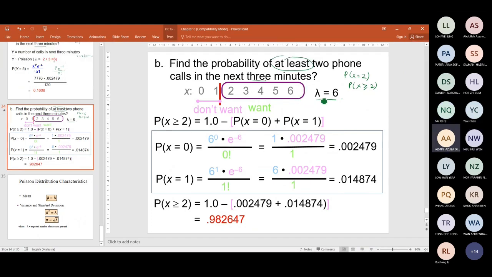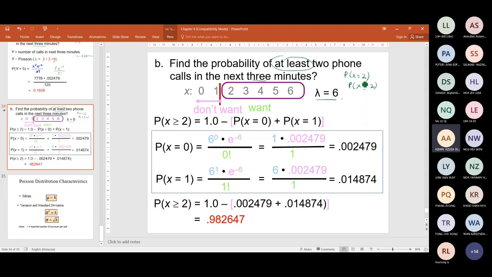Okay, correct. Your lambda, your average is only 6. In next 3 minutes, your average of receiving phone call is only 6. Okay, so you cannot be more than 6. So you only have either you don't receive any phone calls, you receive one phone call only, or 2 phone call, 3 phone call, 4, 5, 6 phone calls in the next 3 minutes. Okay, that's the maximum you can receive. So that's why it's this.